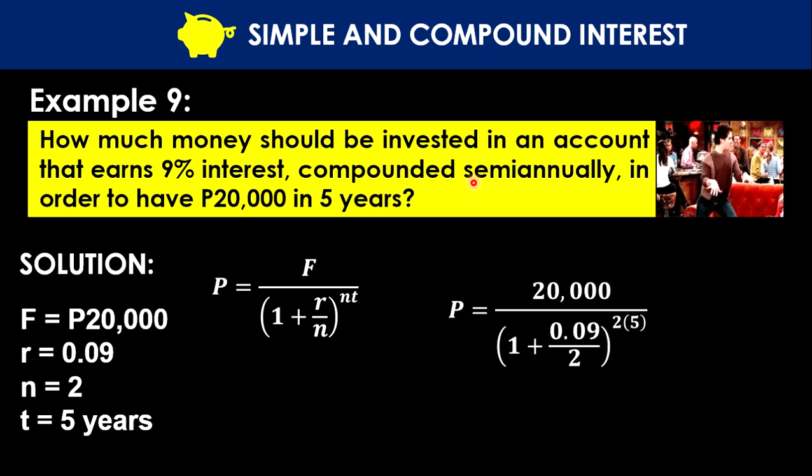So if we substitute, we're going to have 20,000 divided by the quantity of 1 plus 0.09 divided by 2 raised to 2 times 5. And the present value here, if we calculate it, we'll have 12,878.55. So in order to obtain the 20,000 pesos in 5 years, given this condition, you need to have the principal amount or present value of 12,878.55.